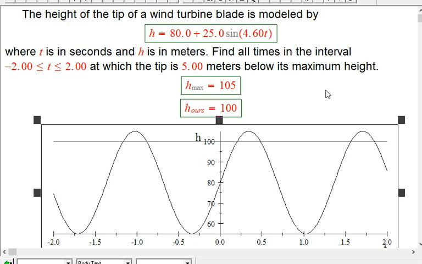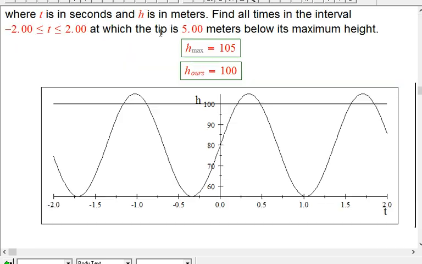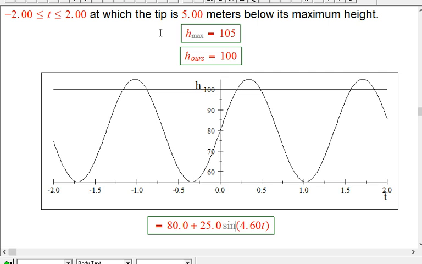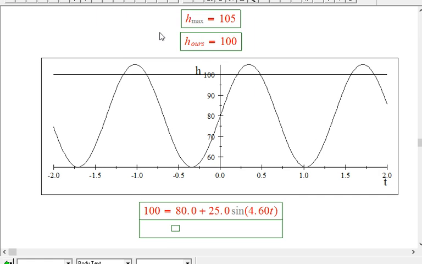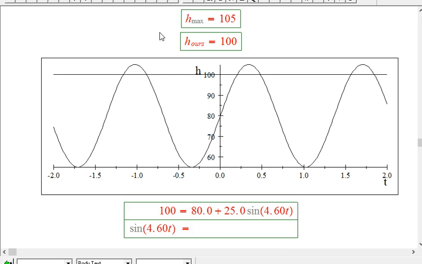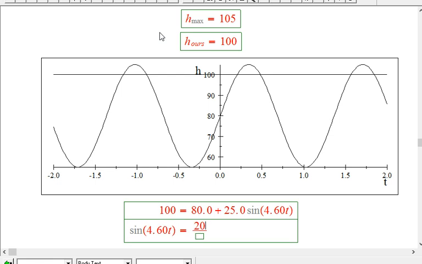Now let's look at how the algebra would work. We're going to set this equal to 100. Let me take that down here. We're going to subtract across the 80 and divide by the 25. So we get sine of 4.60t equals 20 over 25, or 4/5, or if you like decimals, 0.80.